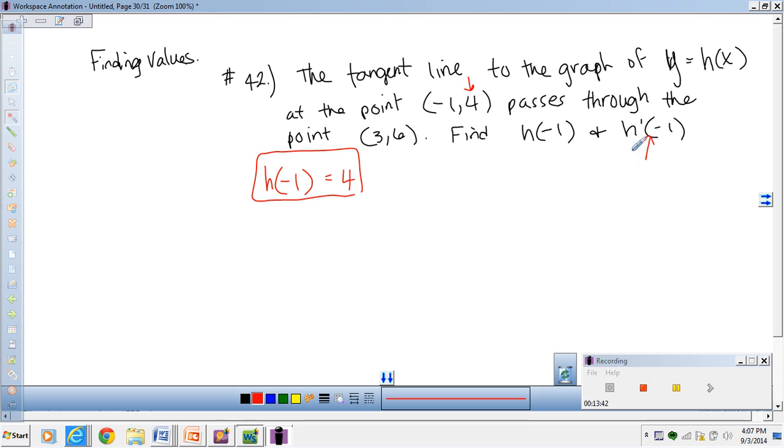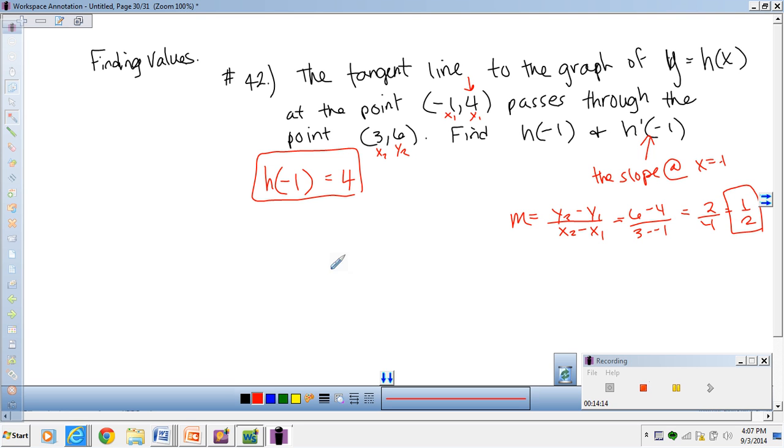And then h prime of -1 means the slope at x equals -1. So what does that mean? I'm just going to find the slope. m equals y2 minus y1 over x2 minus x1. Here's x1, y1, x2, y2. Put it in there. 6 minus 4 over 3 minus -1 equals 2 over 4, which is 1/2. That's it. So h prime of -1 equals 1/2.